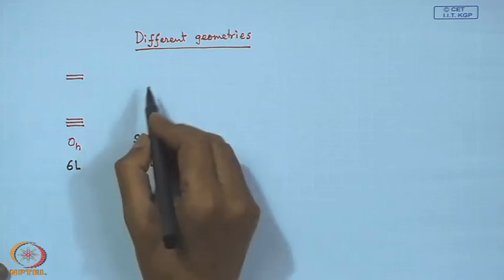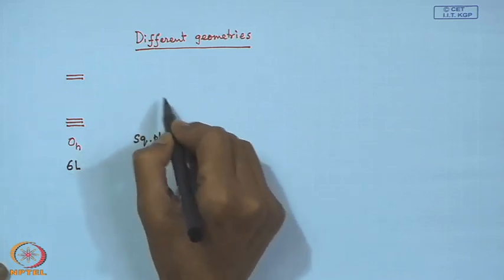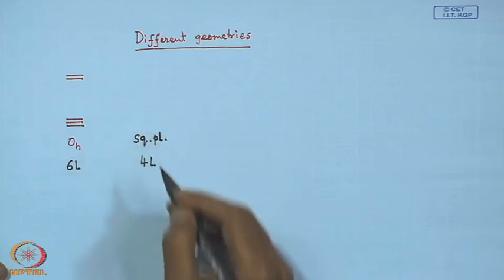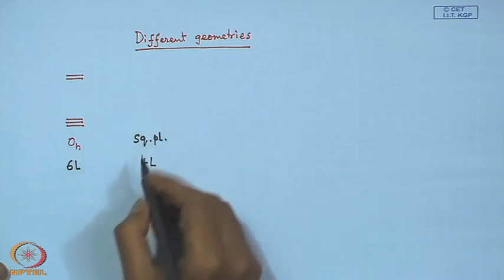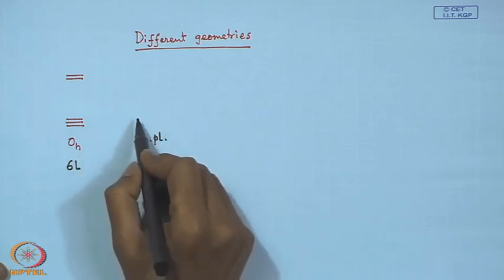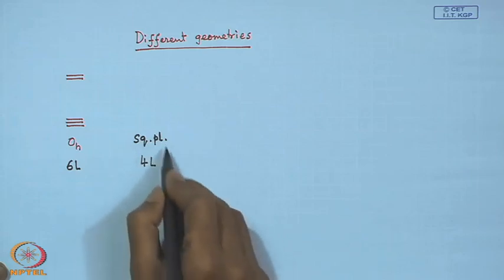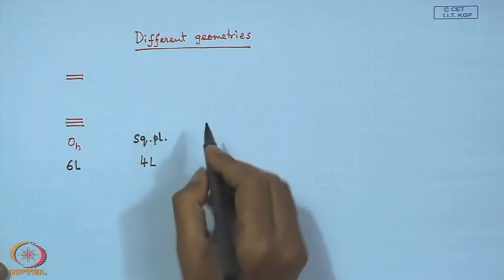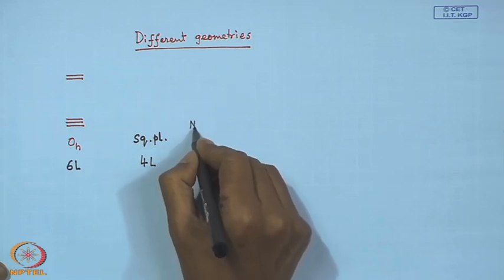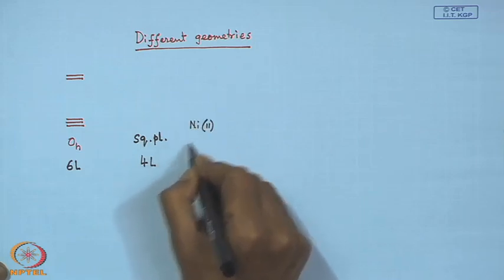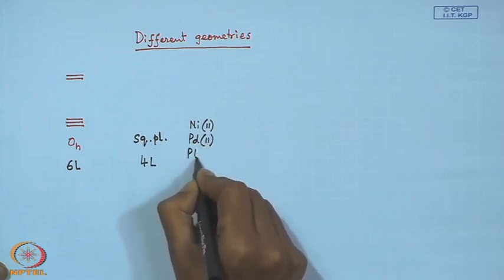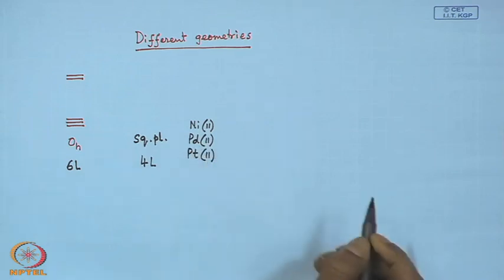And since the splitting is different, we can have different ordering of these orbitals, and these orbitals can take different types of electrons, which determines the properties of the corresponding complex. We can have a square planar one, and that we have seen in the case of nickel 2, palladium 2 and platinum 2.